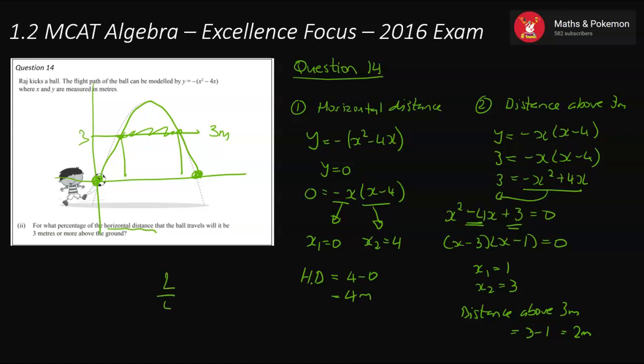It is going to be 2 divided by 4 times 100, which is equal to 50%. And that there gets you the excellence mark for this question. A lot of working here, but quite an easy question once you get through all the steps.